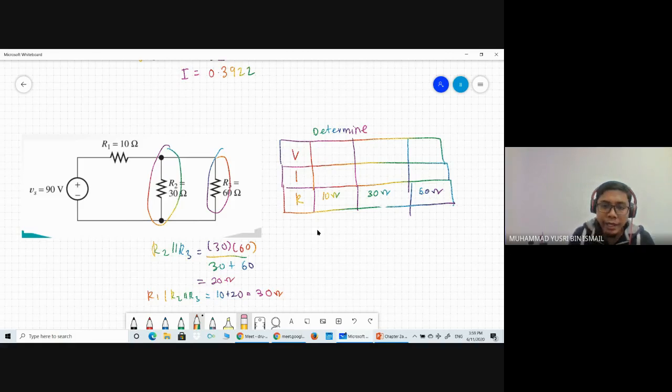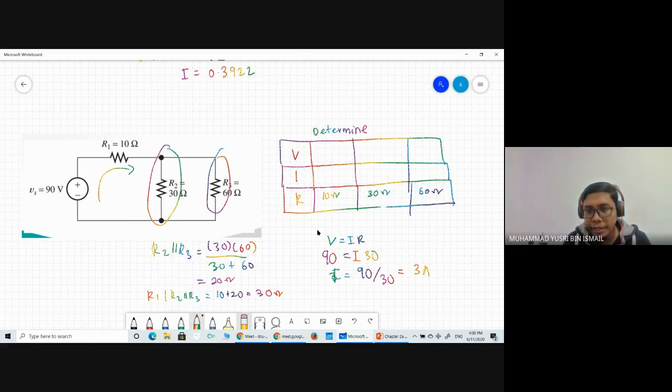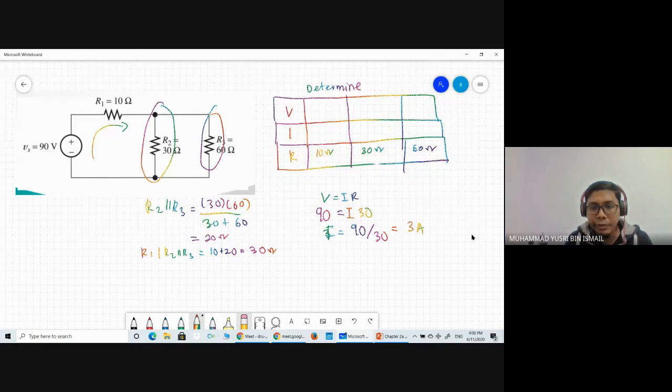Okay, now you calculate the current flowing to R1. So V equals I R. The voltage is 90 and R is 30. So I is equal to 90 divided by 30, equal to 3 ampere. Okay, so from here you can calculate the voltage.